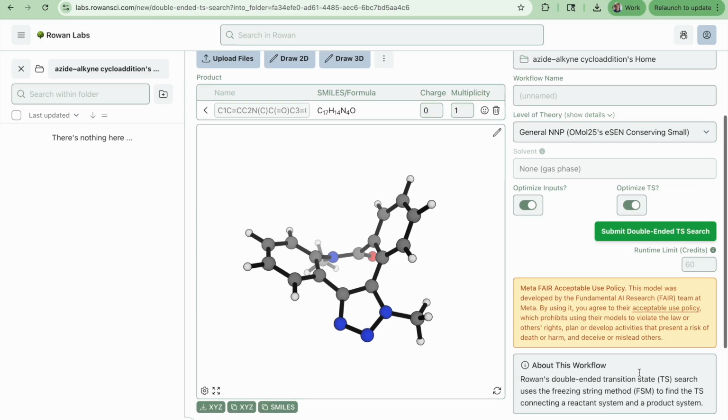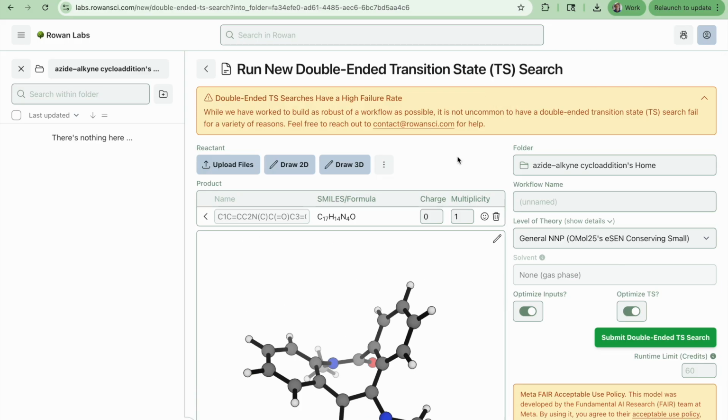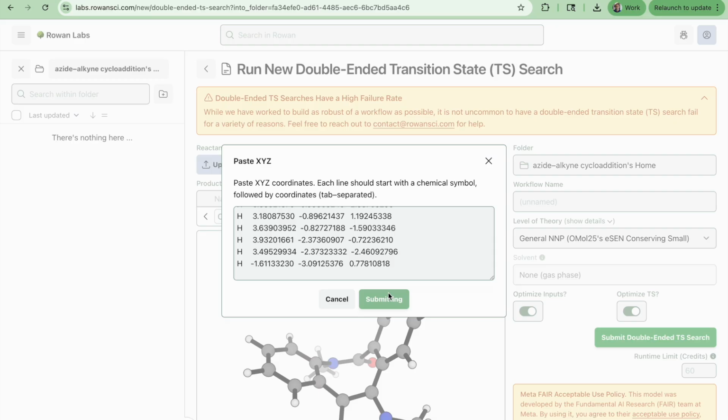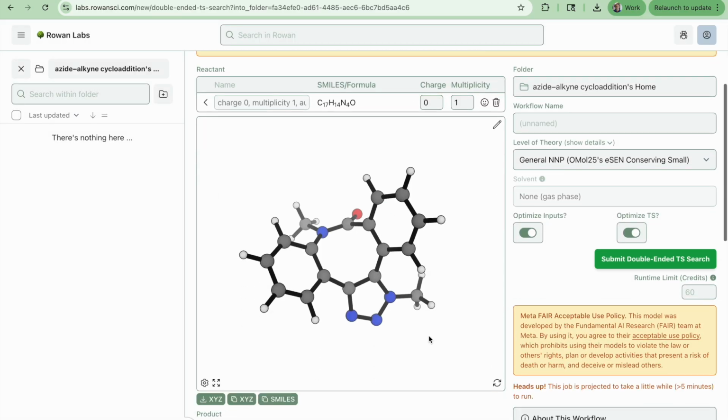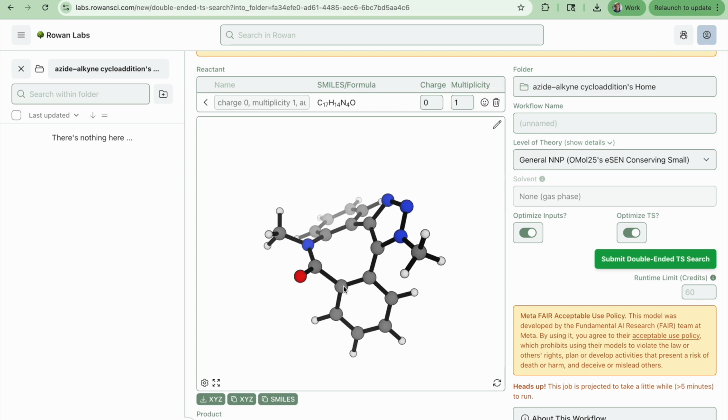Awesome. So now what we're going to do is start with our product. We're going to go up to reactants. We're going to put this in, and we'll say paste XYZ. So we'll just duplicate the structure for the reactant. But now, in this case, this is obviously not the reactant. This is the product again.